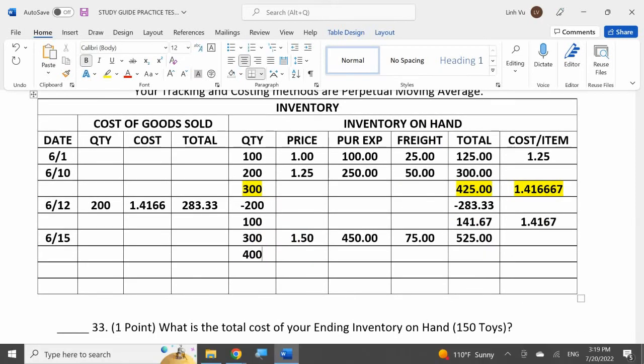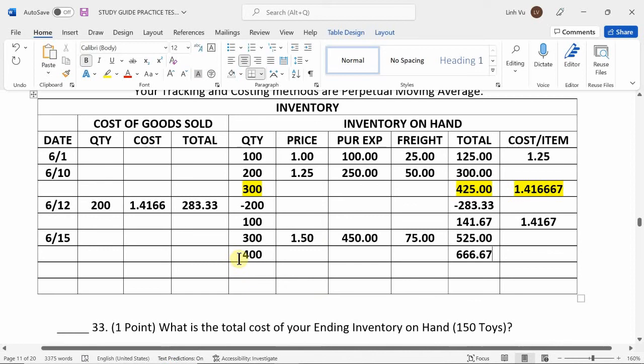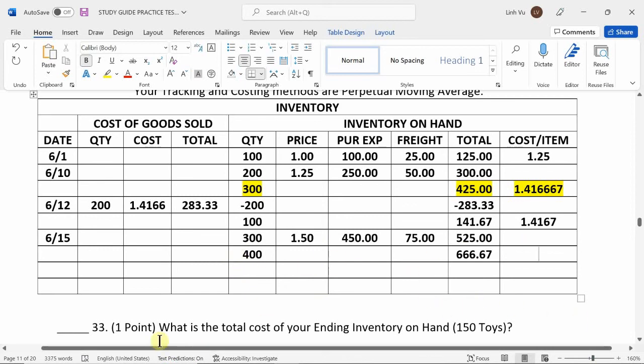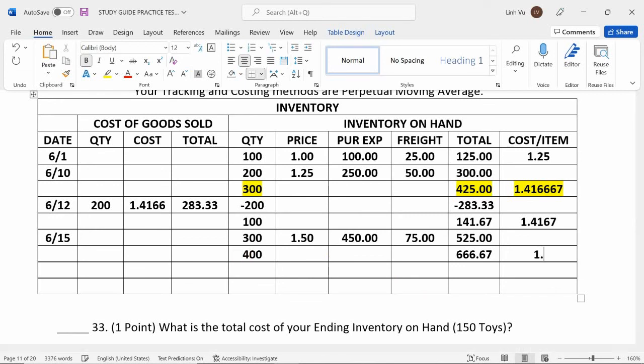Add the total. So we divide by 400. Add the 141.67 to the 525 and divide it by 400. So I believe you're going to get 1.66667. Is that correct? Yeah. Okay. And then that's going to give me an average cost of 1.666675.